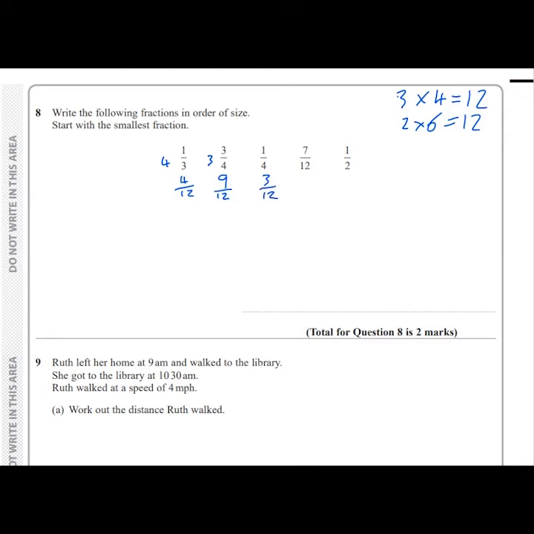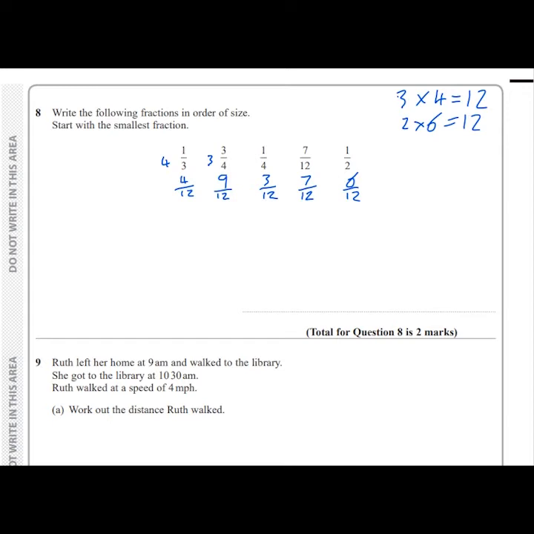And now this one already has 12 on the bottom, so we're just going to leave that as 7 over 12. And now a half. We've worked out that 2 times 6 is equal to 12, so we're going to times the top and the bottom by 6. So what we get is 6 over 12. So that's great. We've worked out what all of these fractions are with 12 as the denominator, and now it's really easy because they all have 12 on the bottom. Now we can just look at the number on the top and see which is biggest.